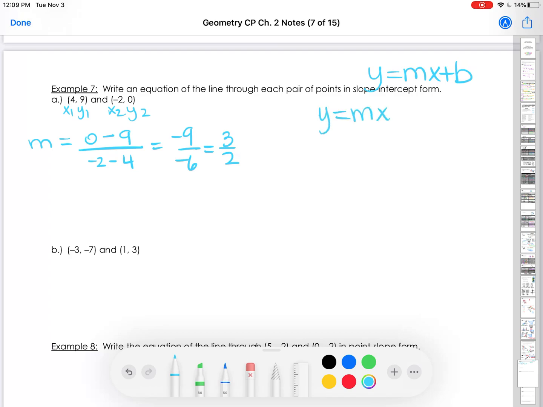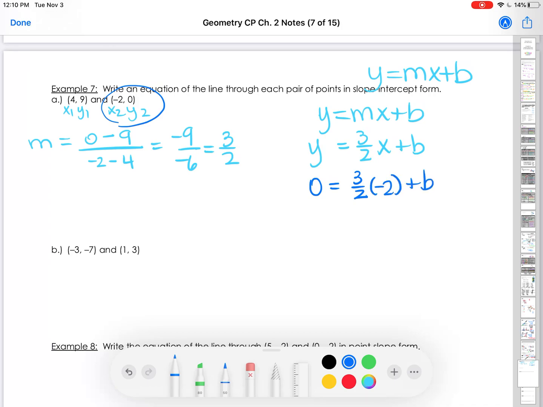So let's think about that equation, y equals mx plus b. Let's plug in what we do know. We know that our m is 3/2. We just need to find b. We don't have that yet, but what we could do is pick one of these points to be our x and y, and we could solve for b. So maybe this one, it doesn't really matter. So I'm going to put 0 in place of y, and I'm going to put in -2 in place of x, and now we can solve for b.